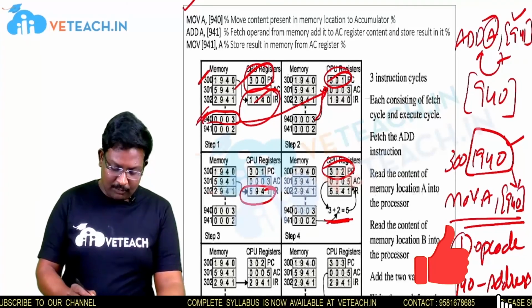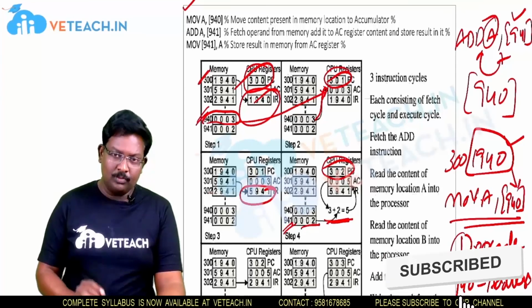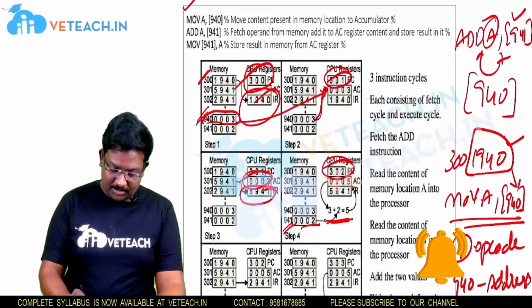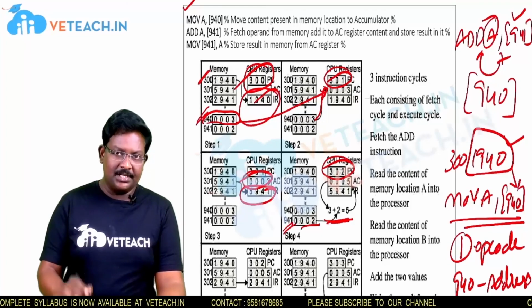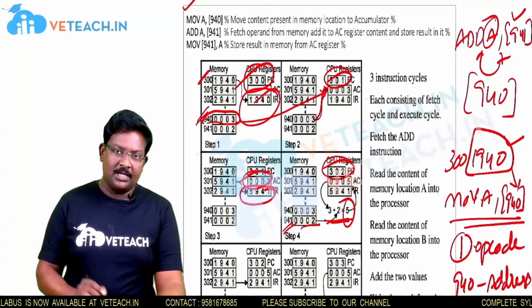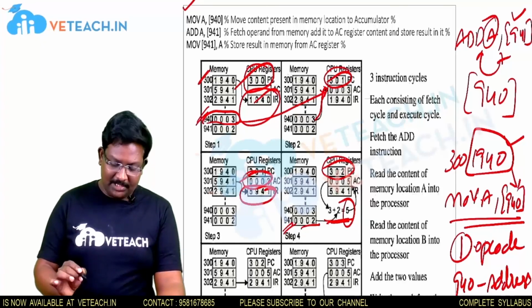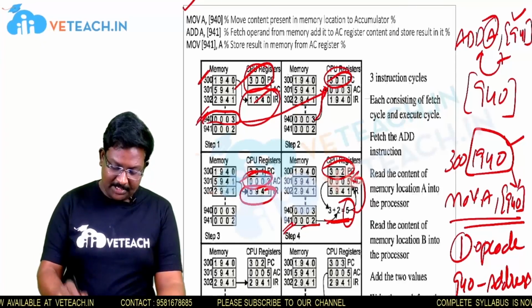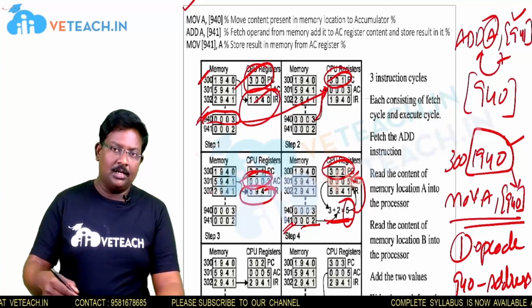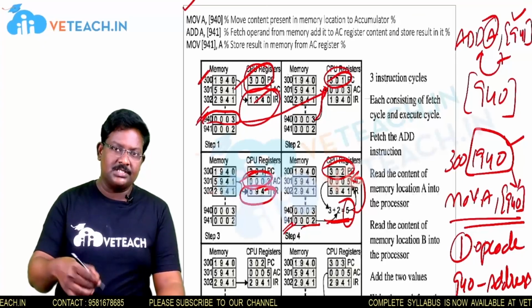At 941 we have the value 2. In the accumulator register we have the content 3. So 3 plus 2, we have performed the addition on these two values and the result is 5. That has been calculated and that value has been updated in the accumulator register. So we can clearly see how the instruction execution process is going on here.